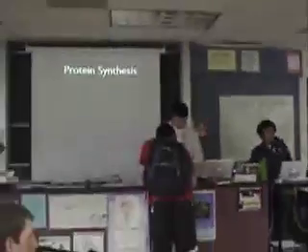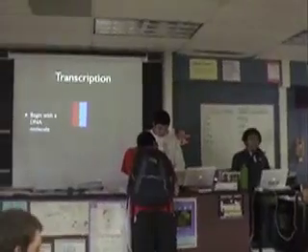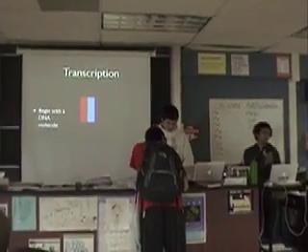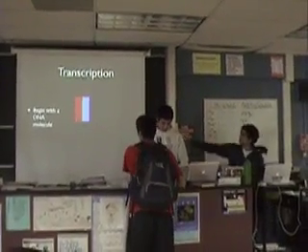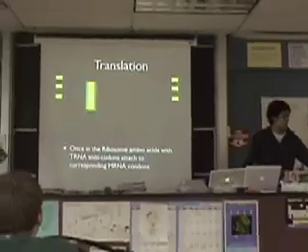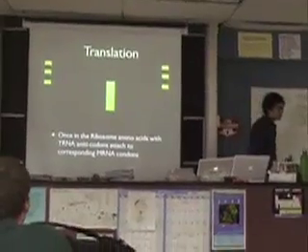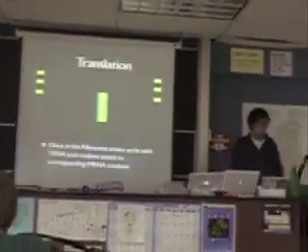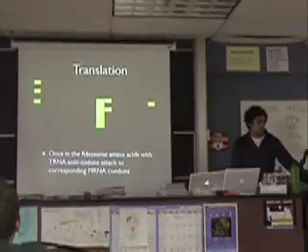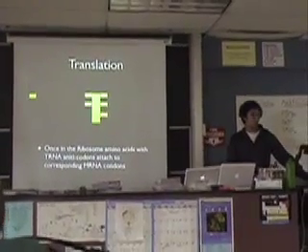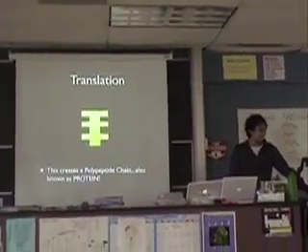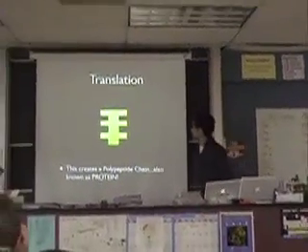So protein synthesis, as you know with the RNA and DNA, is made up of two processes, transcription and translation, and it begins with transcription. You start out with this DNA molecule and the two strands. Once in the ribosome, amino acids with tRNA anticodons attach to corresponding mRNA codons. Any questions on that? It's kind of confusing. And this creates a polypeptide chain, also known as protein.